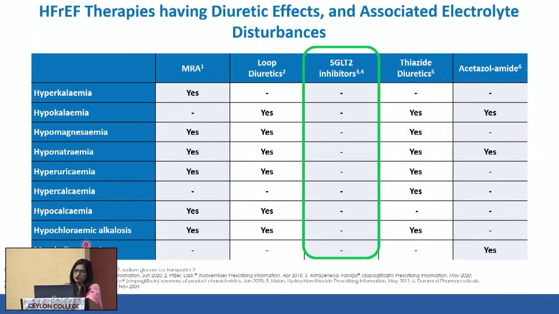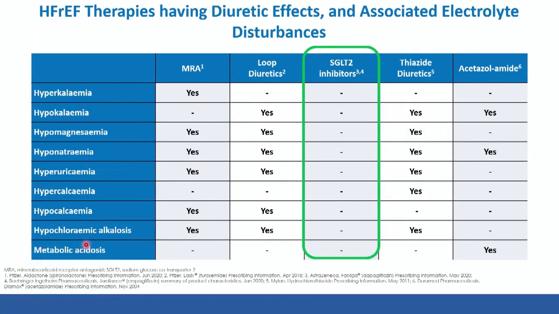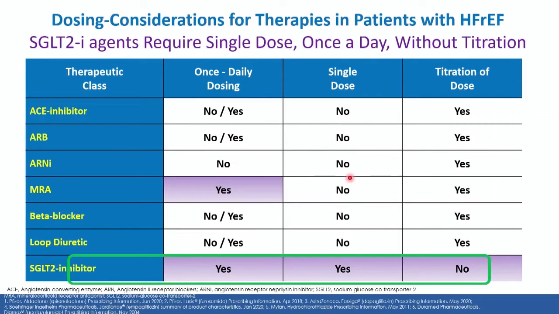Now, when it comes to heart failure therapies having diuretic effects, if we compare the adverse effects of mineralocorticoid receptor antagonists, loop diuretics, SGLT2 inhibitors, thiazides, and acetazolamide, you will realize that with the SGLT2 inhibitors, the incidence of hyperkalemia, hypokalemia, and all these electrolyte disturbances will be minimal. And in addition to that, SGLT2 inhibitor is a once daily, single dose, and titration of dose is also not needed.